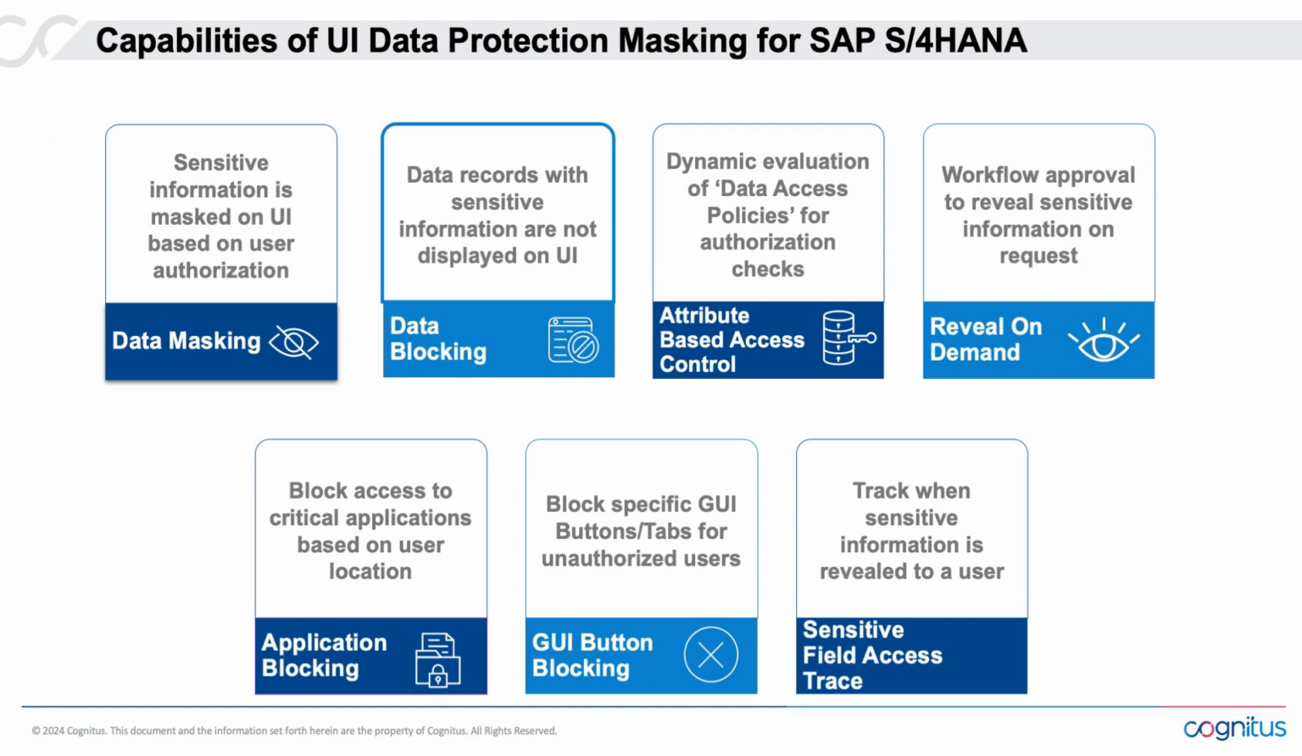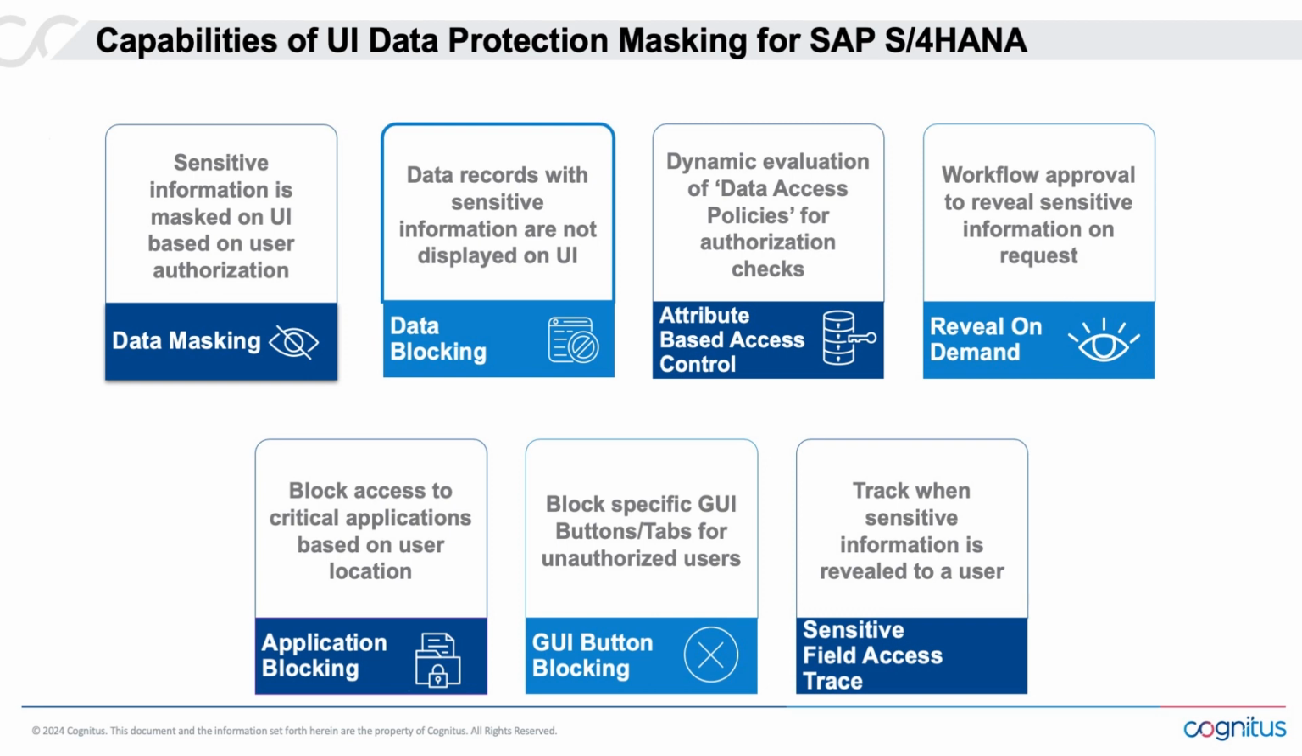The next is data blocking, which is another great feature, which is basically the ability to block certain data records on the UI. For instance, you may have a table with multiple records, and with data blocking, the table will only show records that the user is authorized to see.